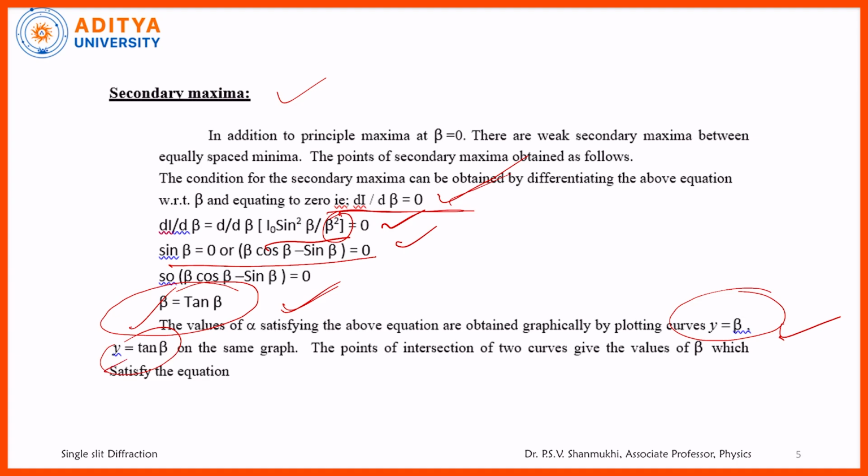You plot a graph for y is equal to β. It is of the form y is equal to x, means y is equal to mx plus c, where c is equal to 0, m is equal to 1, slope is equal to 1. You will get a straight line. And y is equal to tan β, you plot a graph, you will get different curves. So two graphs we get, one is a straight line, another is curve type. The two graphs will intersect at various points. Those intersecting points will give the solutions for β. At those β values we will get the maxima positions. That is our method to solve this equation graphically.